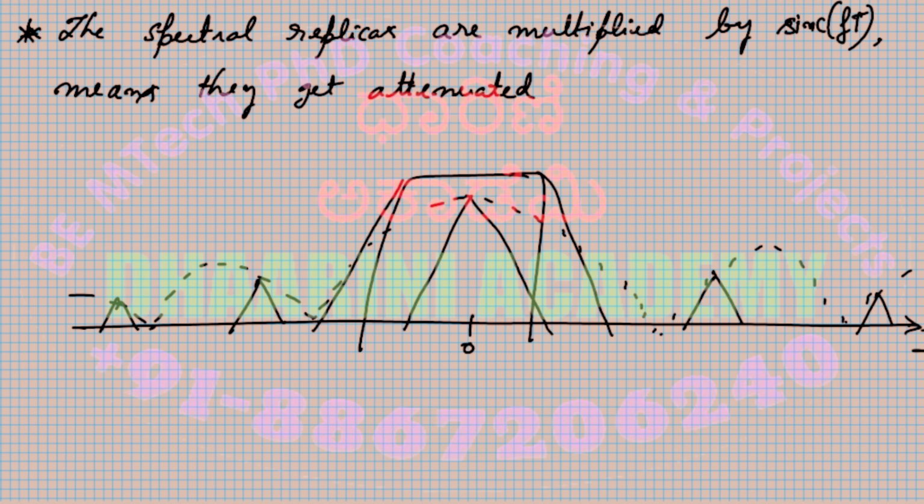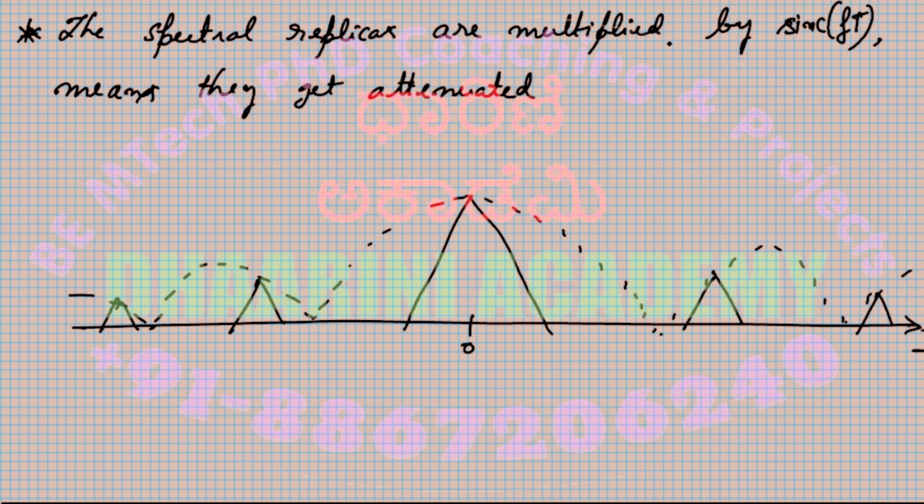So that's my next statement. They get attenuated. I already wrote earlier, I'll continue there. The spectral replicates are multiplied by the sinc ft, which means they get attenuated. And because of this attenuation, they help in the reconstruction filter, in the recovery of g of t from g delta of t, right?